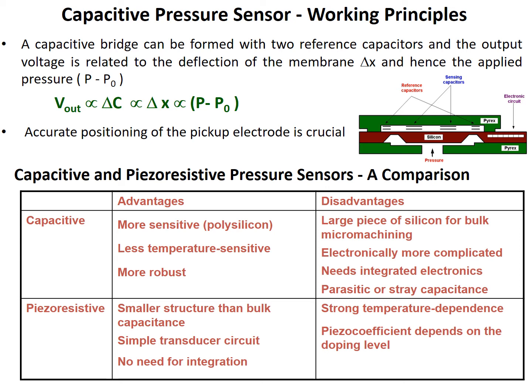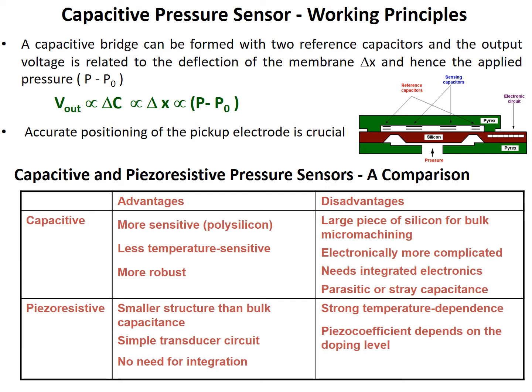So let us look, from the last in first out, right? So we are starting with the capacitive comparison. What are the advantages of capacitive? If you see, in case of capacitive, the advantages are it is more sensitive, because a small gap change will lead to a larger capacitance change, and it is less temperature sensitive because it deals with capacitance measurement, and capacitance measurement is almost less affected by the temperature, right?